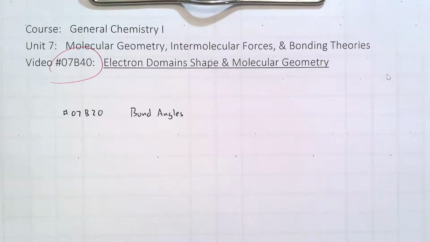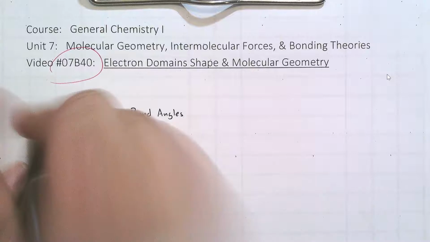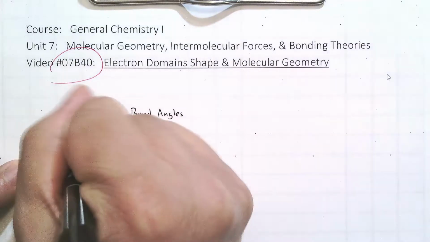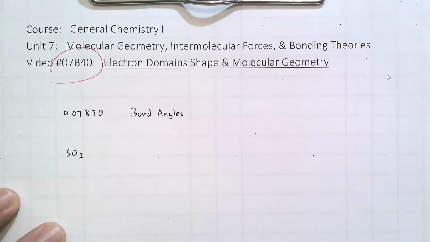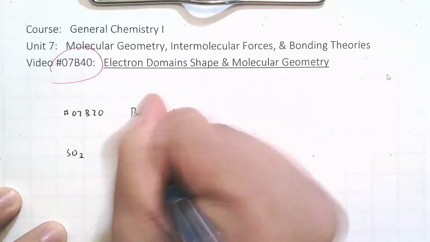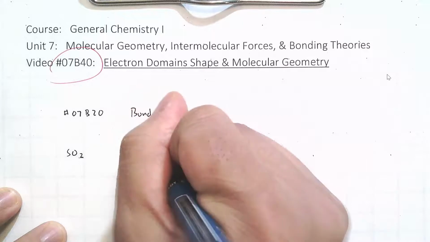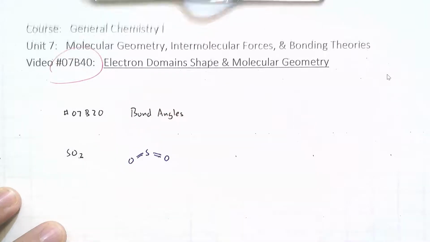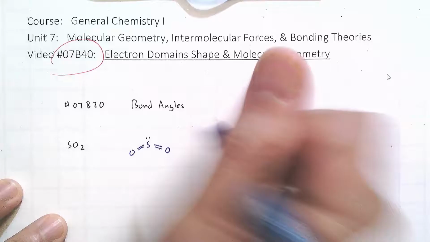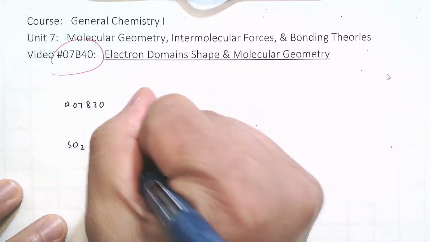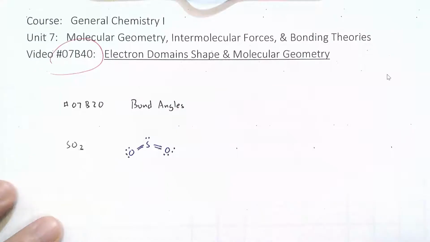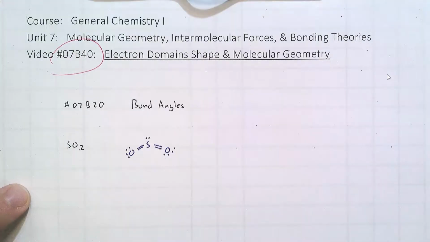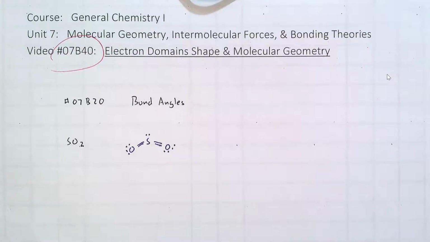I want to remind ourselves of one particular molecule, sulfur dioxide. And sulfur dioxide has a central atom sulfur, double bond O, and a lone pair. Fill in the rest of your lone pairs on your oxygens, and you'll realize that every atom is neutral. There is no formal charge. And we were talking about bond angles.